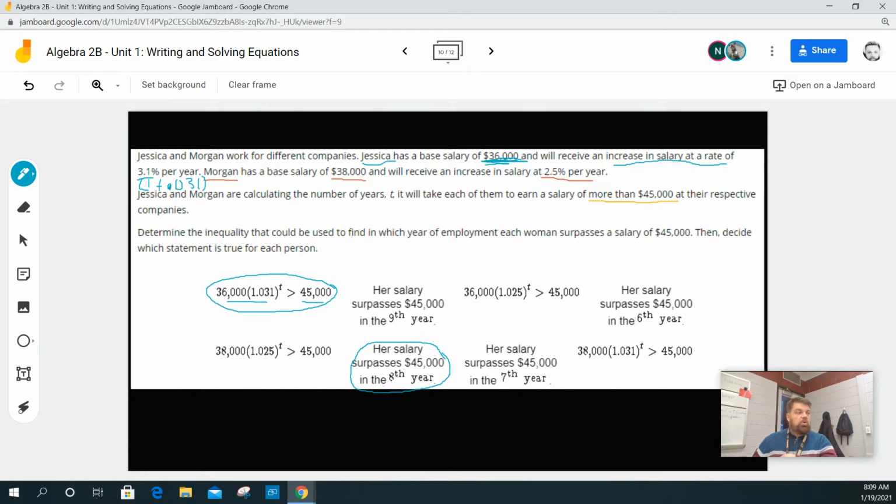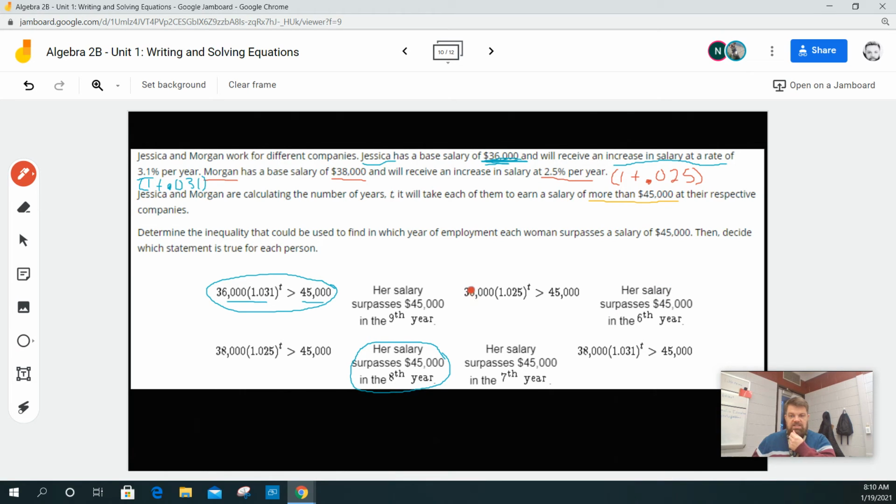But now we want to look at Morgan's. So Morgan has an initial value of 38,000. So we've got to find one that has 38,000. But her percentage is 0.025. In other words, at some point we're going to say 1 plus 0.025, like that, which will be this one, I think.